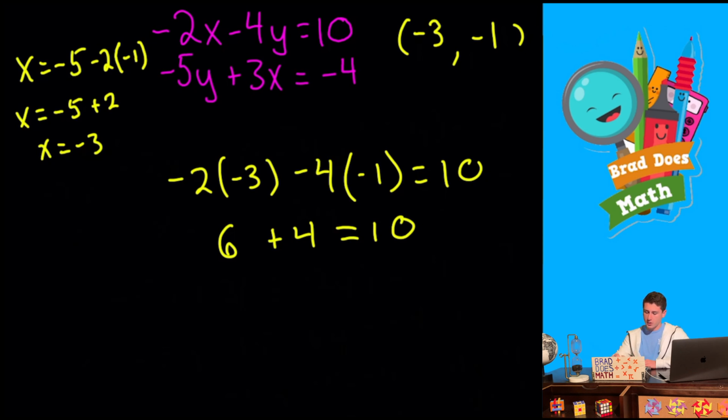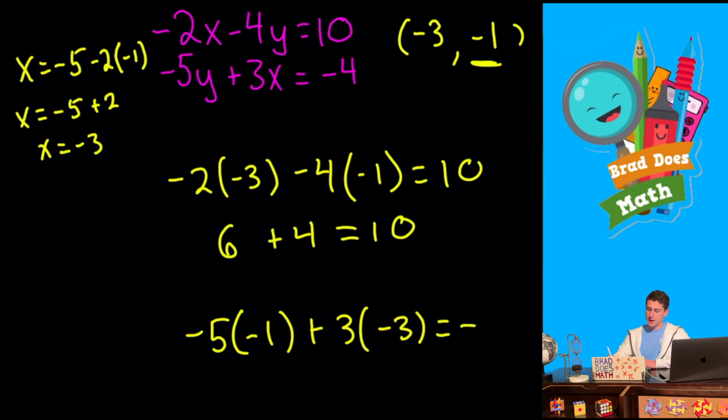And then in the bottom equation, negative 5y, make sure to plug in y, plus 3 times x, which is negative 3, and we'll see if that equals a negative 4. And 5 minus 9 does in fact equal negative 4. So negative 3 comma 1 is the correct answer here.